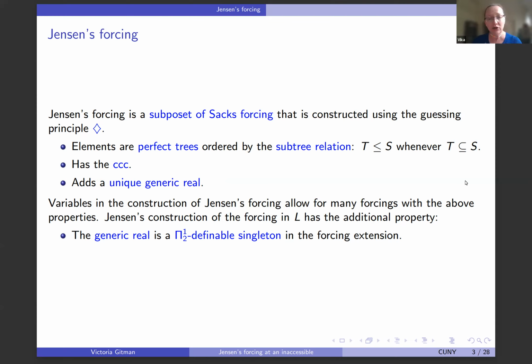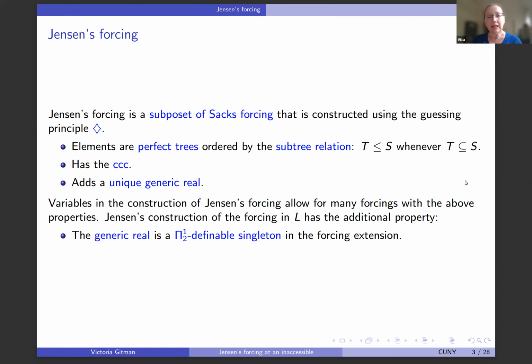Okay, so it has the two key properties which Sacks forcing doesn't have, one of which is the CCC. And this is really one of the key places where you use diamond, because we're going to use it to seal maximal antichains. And this other really nice property, which is important for my applications, is that it adds a unique generic real. So this is something very much unlike, say, Cohen forcing, where once you add a generic real, you've added continuum many of them. Here, it's unique.